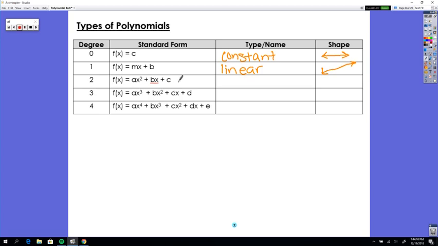And here we know what this function looks like. It has a degree of 2. We know this is a quadratic, which we all know looks like this. With a degree of 3, this is cubic, which looks like this. And with a degree of 4, this is quartic, which is going to end up looking like this.